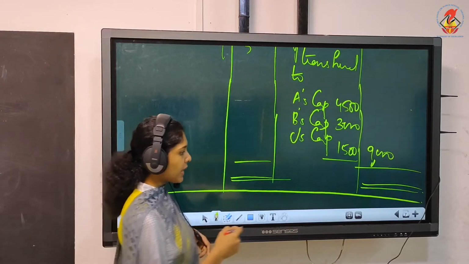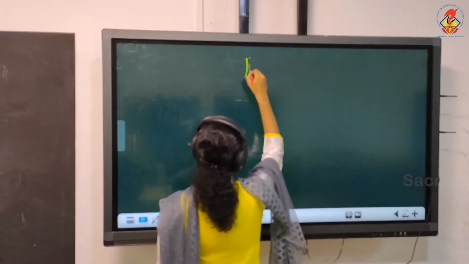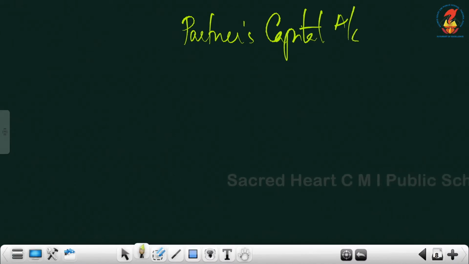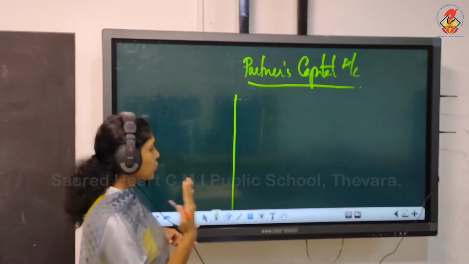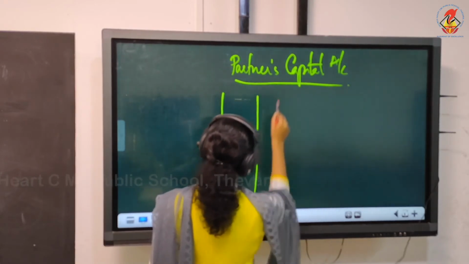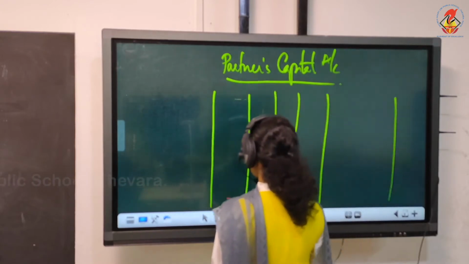Next, what we have to prepare is the partners' capital account. The format is particulars, and now we have 4 partners including the new partner. So draw 4 columns, A, B, C and D. Again on the credit side you have to draw the same.